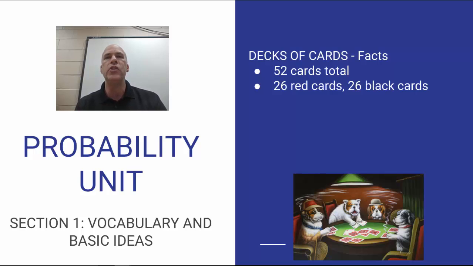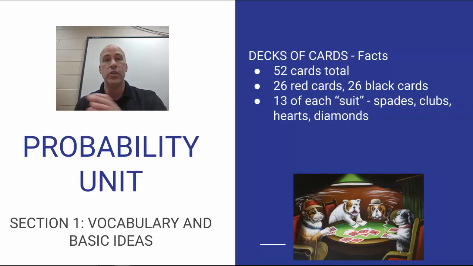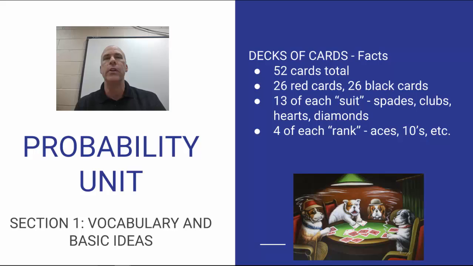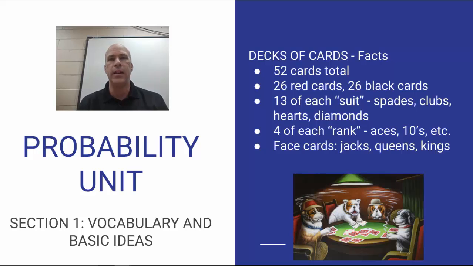Each of the cards are broken into what are called suits. They're 4 spades, 4 clubs, 4 hearts, 4 diamonds. And each card has a rank. For example, some are aces, some are tens, some are jacks or queens or kings, and there's 4 of each of them. And the final piece is we're going to use the term face card often in class, and face cards are simply jacks, queens, or kings as one group.